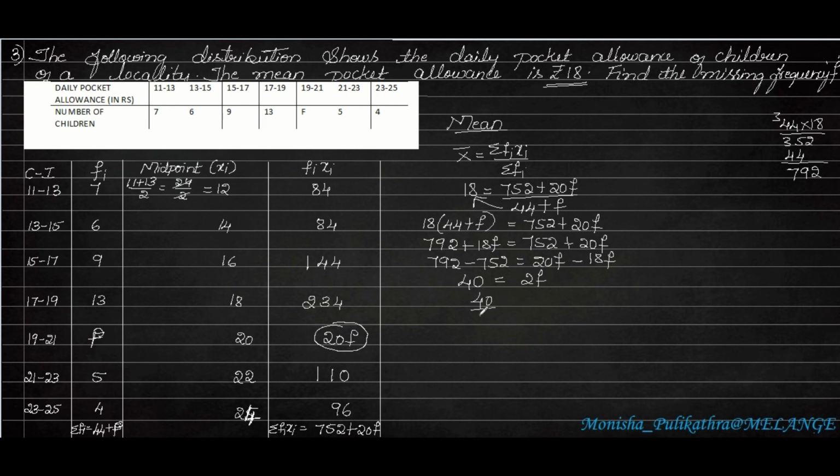So the next step, 40 divided by 2 is equal to f. 2 ones are 2, 2 twos are 4, so the value for f is 20. So that is the thing they asked us to find out, that is, find the missing frequency f. So the missing frequency f is 20. Okay, I hope you understood this.